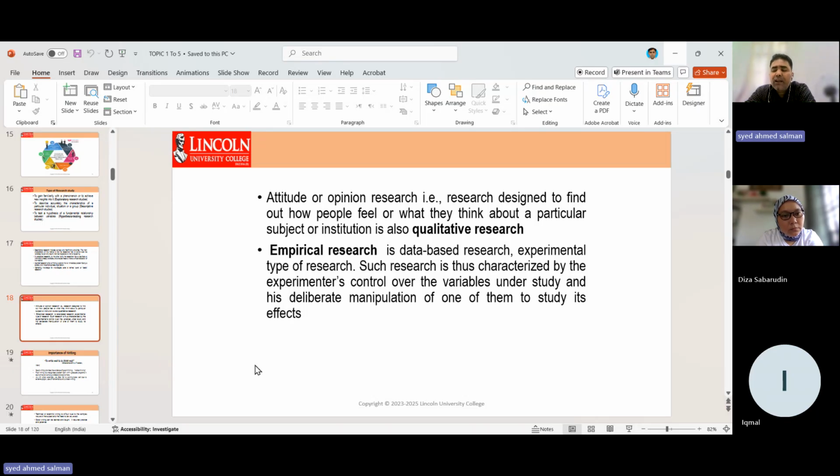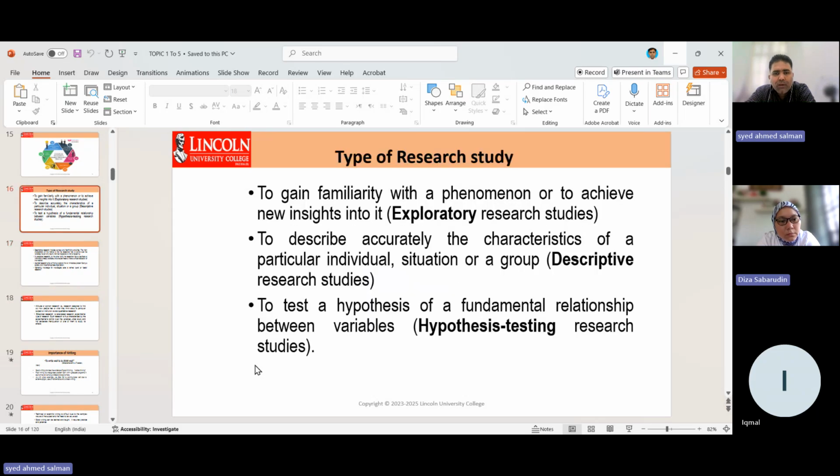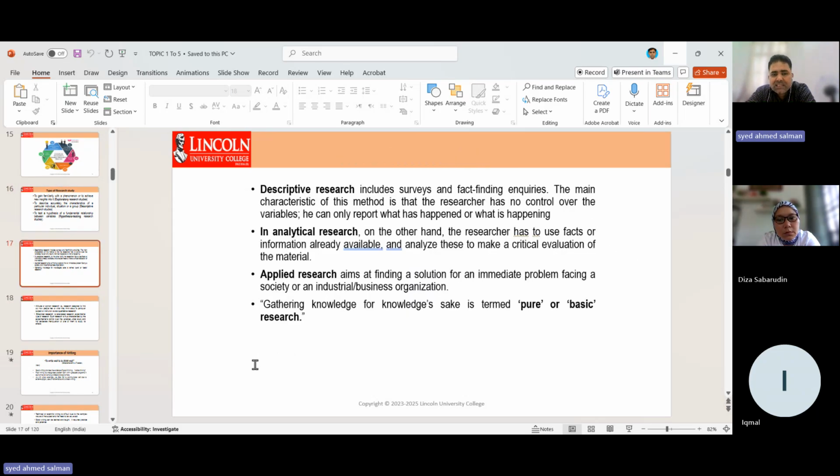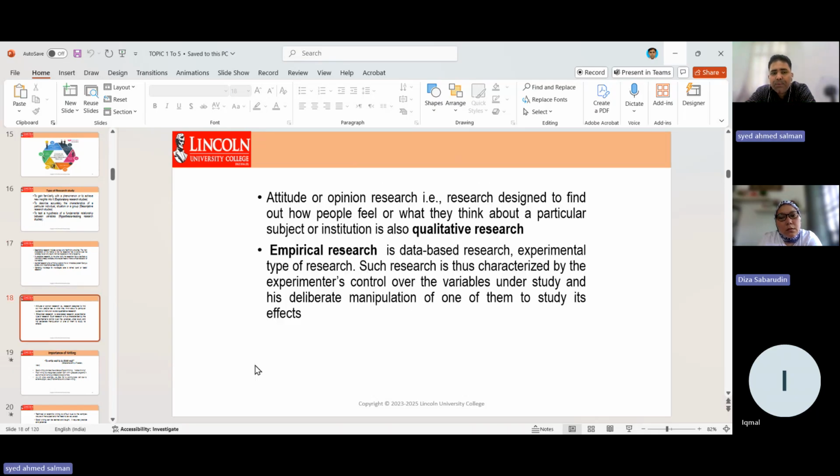If the effect is there, what is the effect? 40%, 60%, 90%, 80%, 100%. So you are going to discuss everything in this particular empirical research. Okay. So we have studied exploratory, descriptive, hypothesis, analytical research, applied research, qualitative research, and empirical research. If you have any question in any of this research, please let me know.